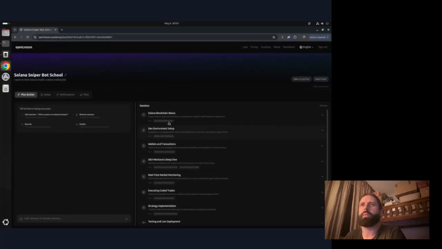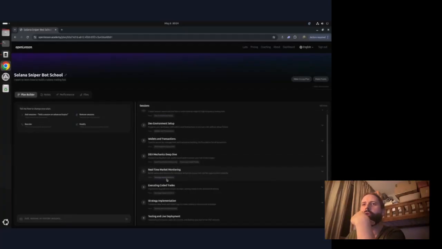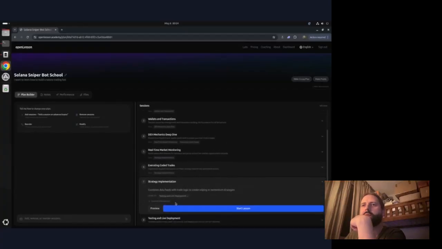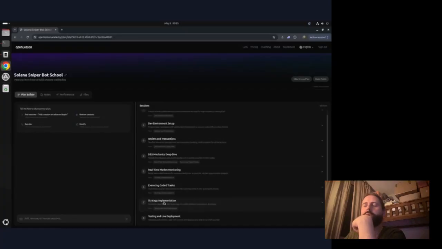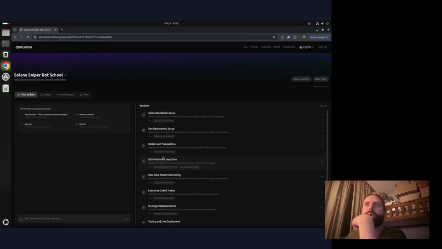Then there are wallets, transactions, executing coded trades, strategy implementation, testing and live deployment, which combines data feeds with trade logic to create sniping or momentum strategies. So maybe in this session we'll do a bit more coding. So far I don't think we need to adapt these. I'm happy with the way this looks.